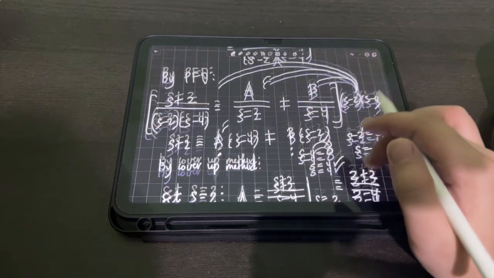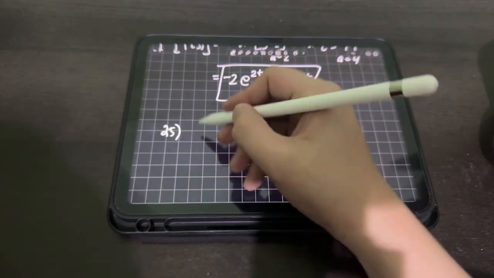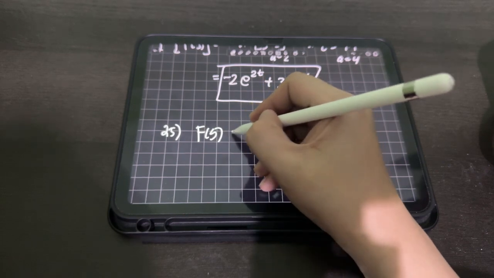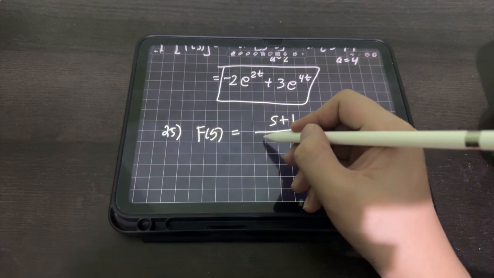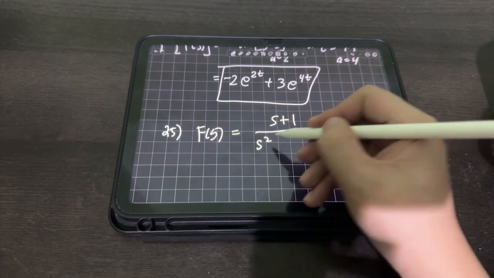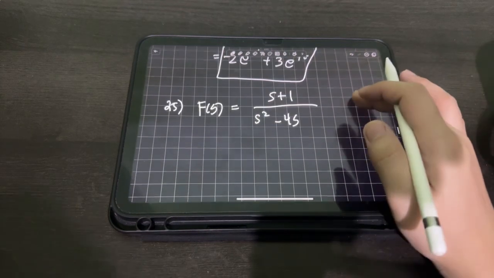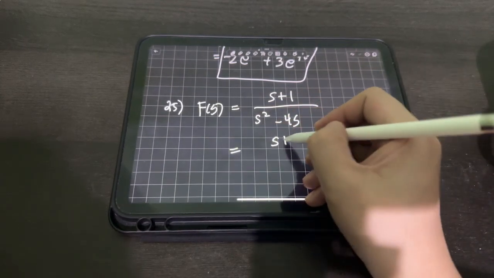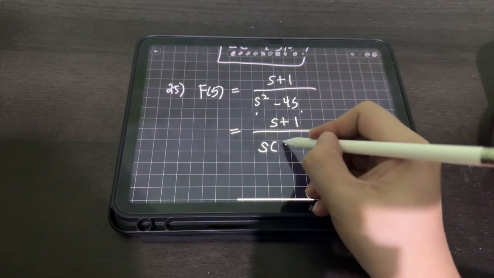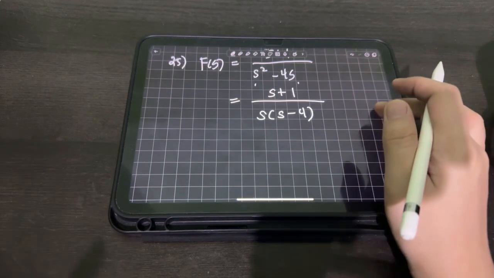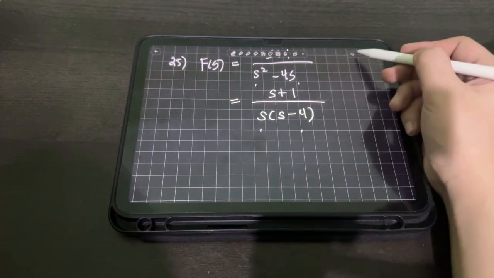Okay, next. 25. What if f of s is equal to s plus 1 over s squared minus 4s? Okay, we factor the denominator. Common monomial factoring, we have s times s minus 4. So applying partial fraction decomposition, since we have two linear factors.